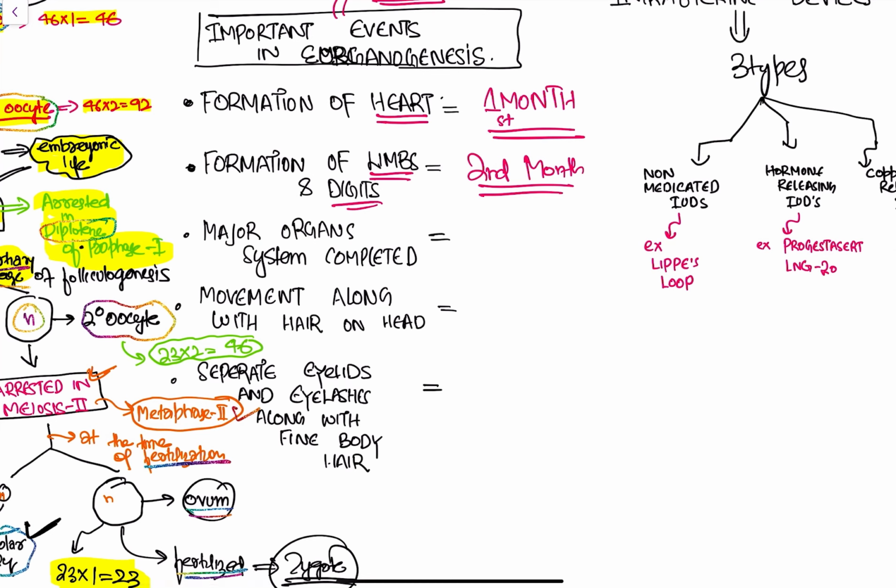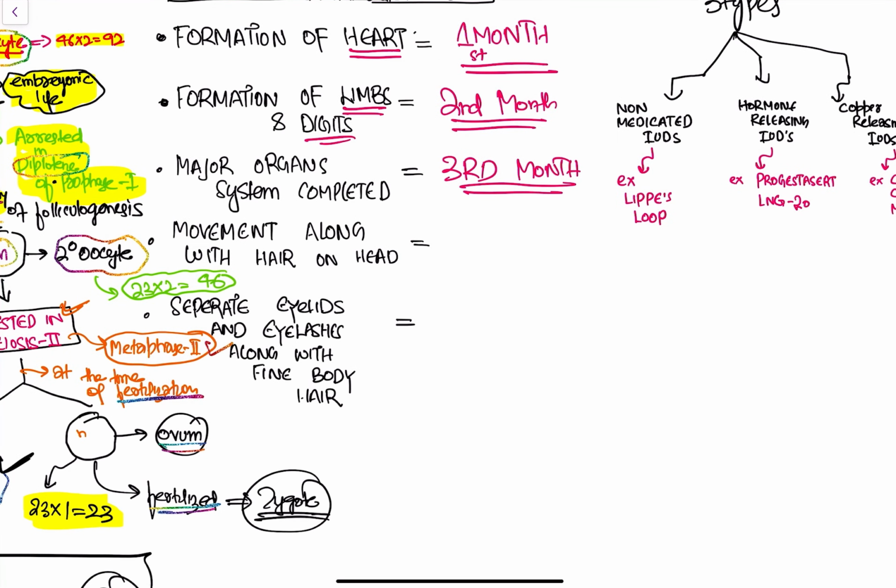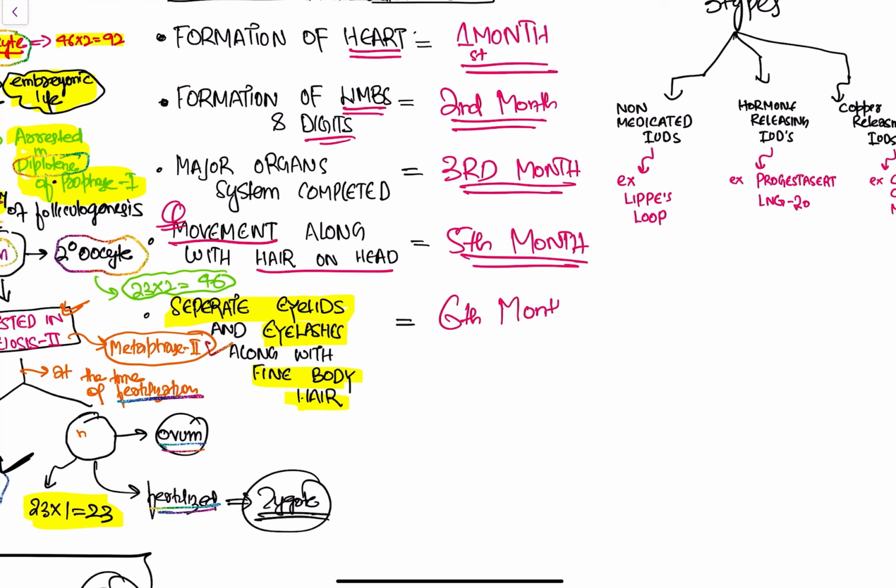Then major organ systems are completed in third month. So third month marks the completion of the major organ system formation in the fetus. Then in the fifth month, you observe hair on the head of the fetus, and you also observe the movements. So movements of the fetus and hair on the head are observed after the fifth month. This is very important. And then you have these separate eyelids. This is a very important key term, separate eyelids and eyelashes along with fine body hair. This is completed at the end of sixth month. So at the end of 6 months, you have the completed fetus formation. Almost everything is formed in the fetus except the maturation of the lungs.